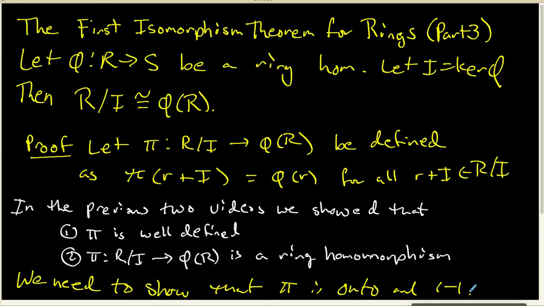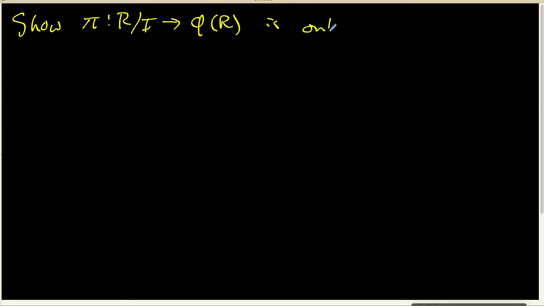Because if pi is both onto and 1 to 1, then pi will indeed be a ring isomorphism between the quotient ring R mod I and the image phi of R. And so the two rings will be isomorphic. So let's move on to doing this. So our first task, we will show pi going from R mod I to phi of R is an onto map.